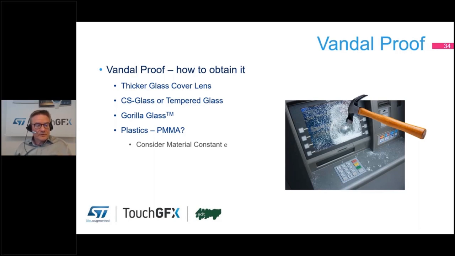Obviously, it's also possible to add a plastic cover lens, but you will have to consider that a PMMA or plastic cover lens will need a hard coat surfacing to achieve good scratch resistance. Typically, it's very easy to scratch a plastic surface, and it also bends and twists a little bit more than glass. Glass is quite flat if you look at it, and therefore we have a lot of restraints concerning plastic as a cover lens material. Furthermore, the material constant epsilon, the electrical permittivity of the material, is double as high in a plastic cover lens than in glass. So you can only have half the thickness of a PMMA cover lens in comparison to glass.